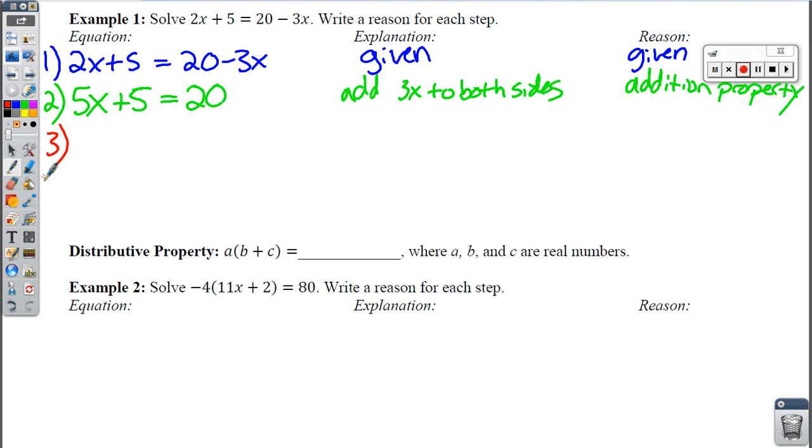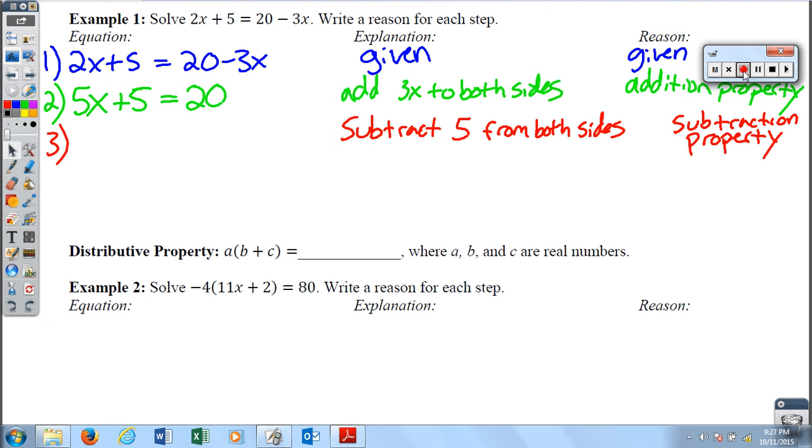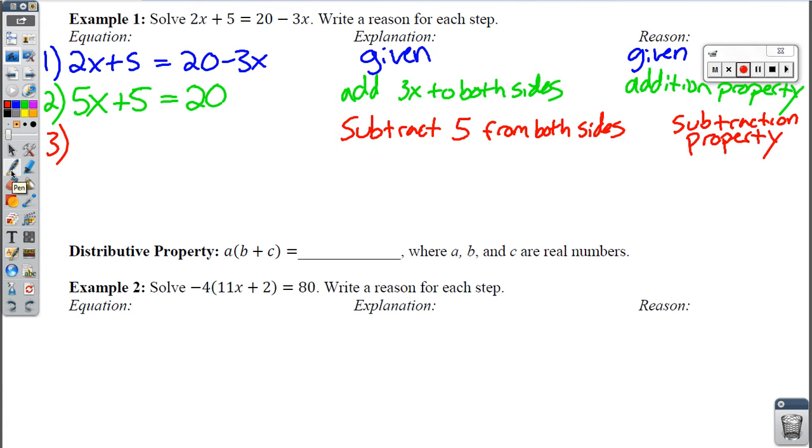Now for step 3, what I'm going to do is subtract 5 from both sides. And the reason I can subtract 5 from both sides is because of the subtraction property. So on the left side, the positive 5 and negative 5 will cancel each other out, just leaving 5x. And then 20 minus 5 is 15.